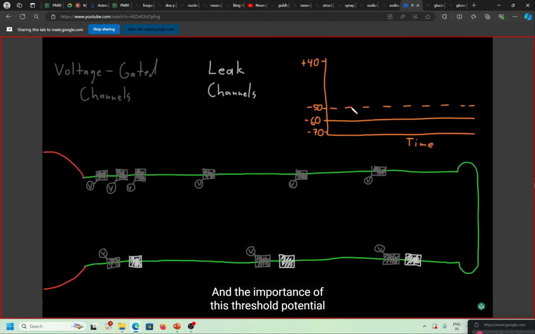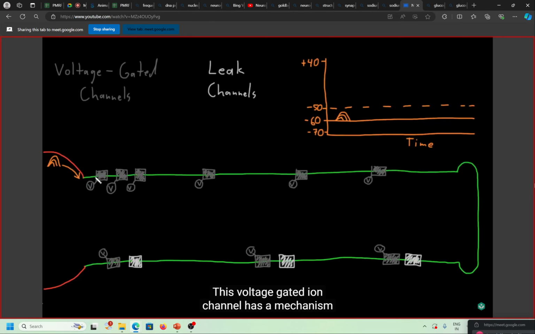And the importance of this threshold potential is that it determines if these voltage-gated ion channels will open. So when there is enough temporal and spatial summation of excitatory graded potentials to get us toward the threshold, here at the trigger zone, at the initial segment of the axon, so let me just draw that, we have temporal and spatial summation of excitatory potentials spreading across the membrane of the soma into the initial segment of the axon, the trigger zone.